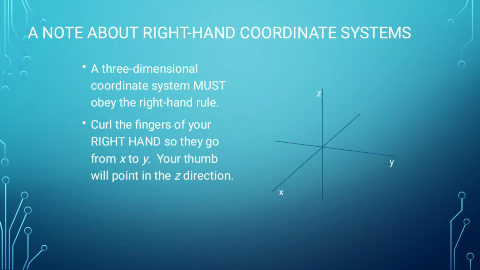Okay then, right hand coordinate systems. See which one is the right hand coordinate system. A three-dimensional coordinate system must obey the right hand rule. What is meant by the right hand rule? Curl the fingers of your right hand. How can we curl the fingers of a right hand?